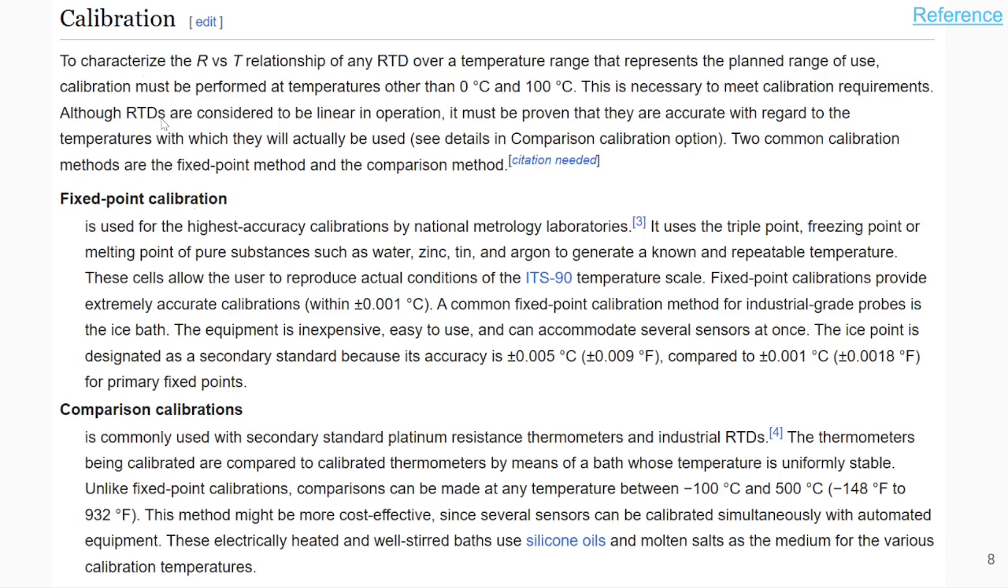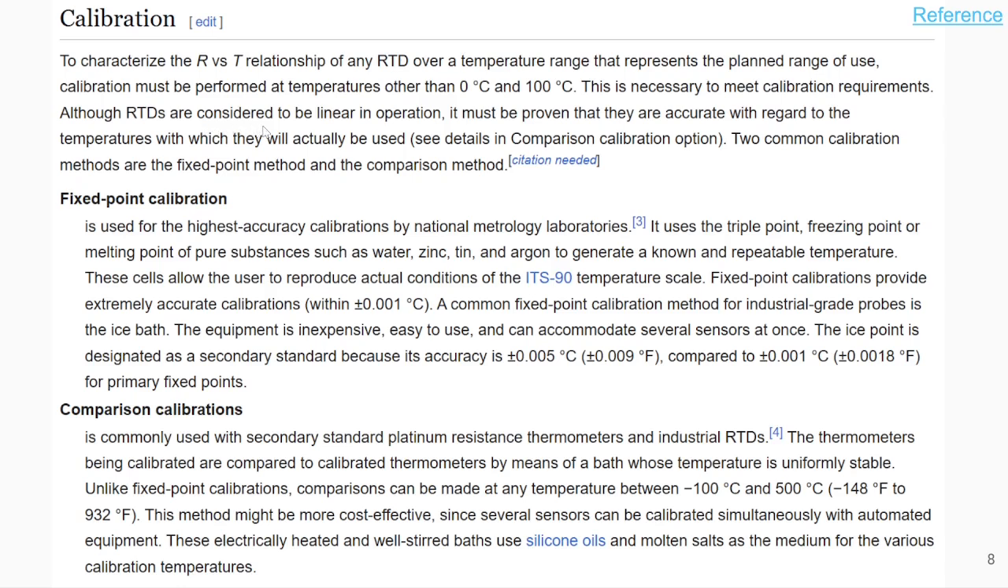So let's talk about calibration. There are two calibration schemes mentioned here. One is fixed point calibration, the other is comparison calibration. Since it's a very important topic, let's read it quickly and try to understand it. To characterize the resistance versus temperature relationship of any RTD over a temperature range that represents the planned range of use, calibration must be performed at a temperature other than 0 to 100 degrees Celsius. This is necessary to meet calibration requirements.